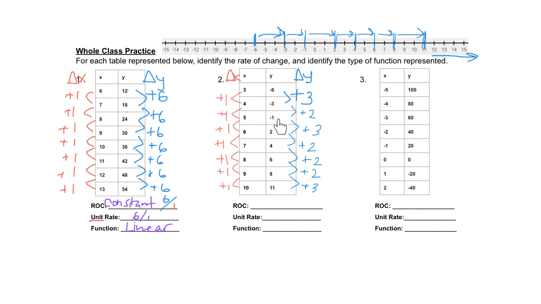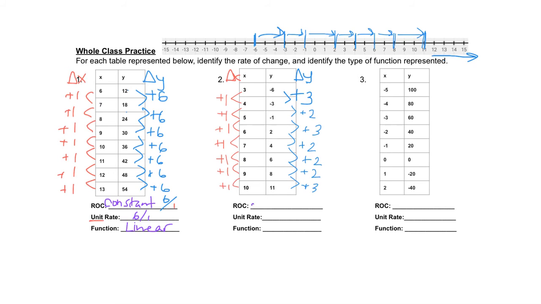But from -3 to -1 was only increasing by 2. From -1 to 2 was increasing by 3. That's right here. And then it was increased by 2, by 2, by 2, and then by 3. So what we have here is we don't have a constant rate of change, because we have a change of 3 over 1, then 2 over 1, then 3 over 1, then 2 over 1. We have 2 different rates of change that you see in our table.